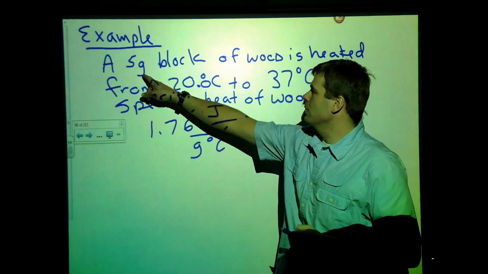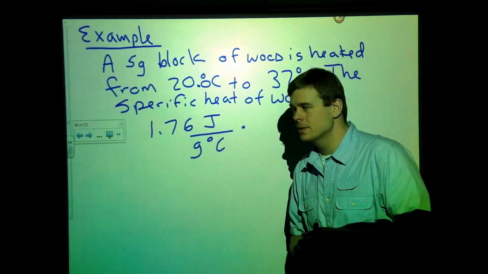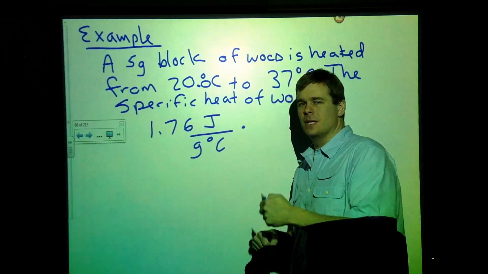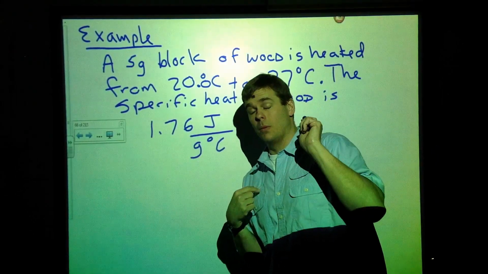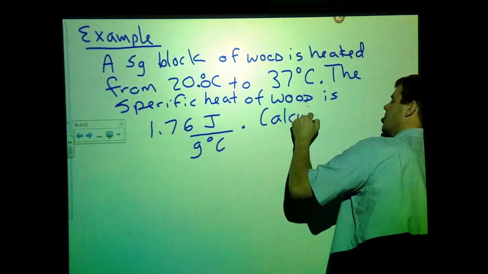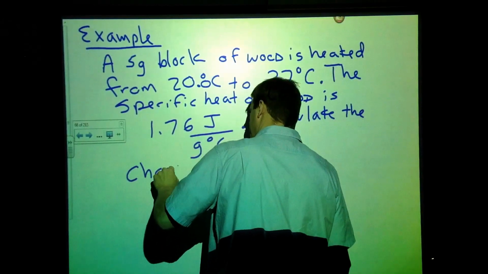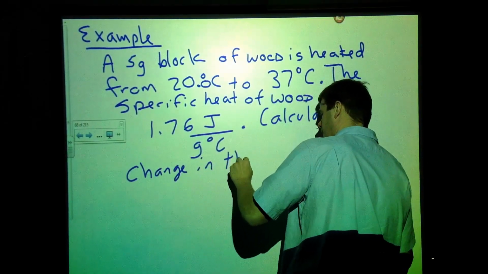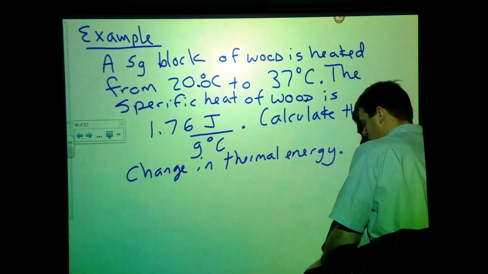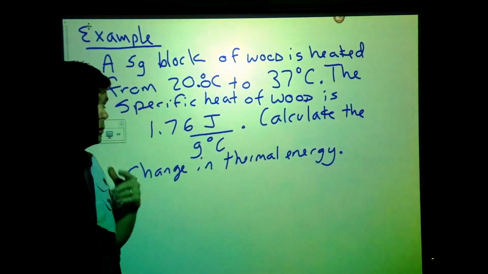So I have a 5-gram block of wood. It's heated from 20 degrees Celsius to 37 degrees Celsius. The specific heat of wood is 1.76 joules per gram degree Celsius. I want you to calculate the change in thermal energy. Pause this video if you need to. Try it yourself. I'm going to work through the solution here.